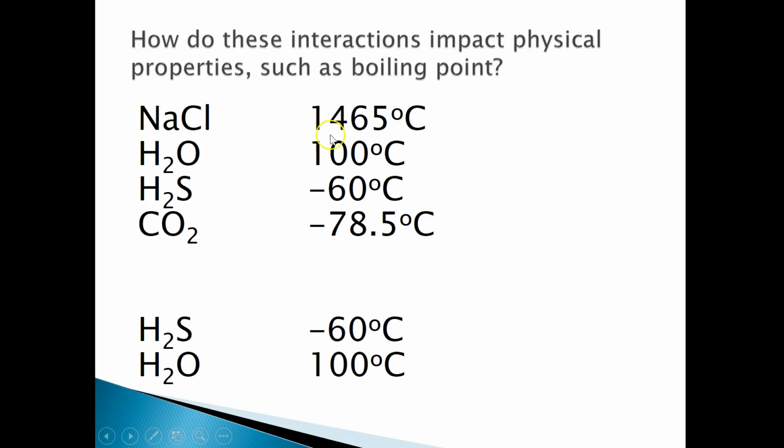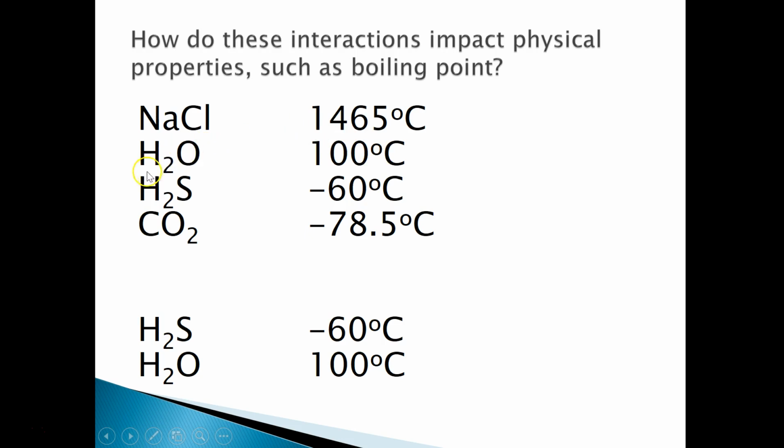So sodium chloride is an ionic substance. So we see that it has a boiling point, actually it's a boiling point, of 1,465 degrees Celsius. Very, very, very high. Now water has hydrogen bonding, and its boiling point is right around 100 degrees.